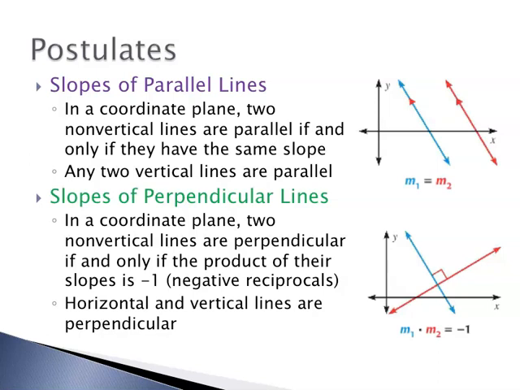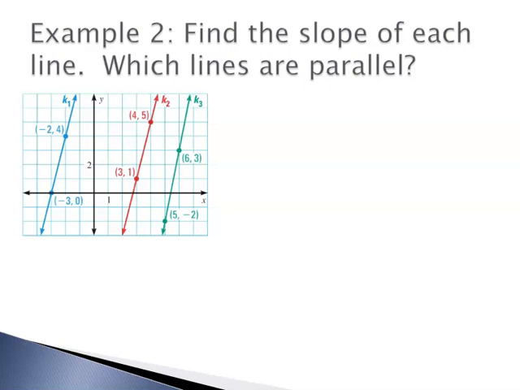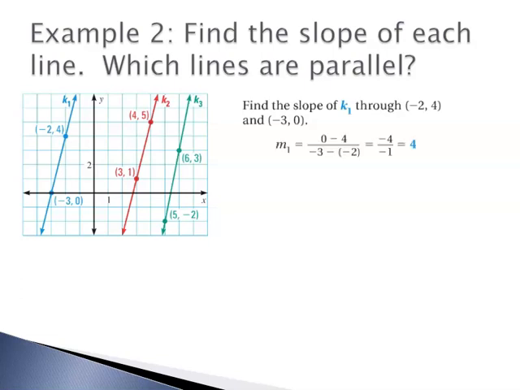Alright, look at example 2. Find the slope of each line. Which lines are parallel? So we have lines K1, K2, and K3. They all look like they could be parallel to each other, but the only way we can tell for sure is if we find the slope of each line. So let's start by finding the slope of K1, which goes through negative 2, 4 and negative 3, 0. So this is going to be 0 minus 4 over negative 3 minus negative 2. So that's negative 4 over negative 1, which is equal to 4.